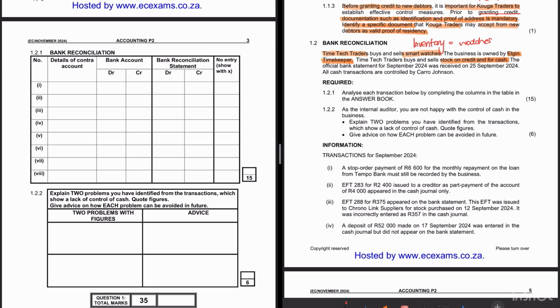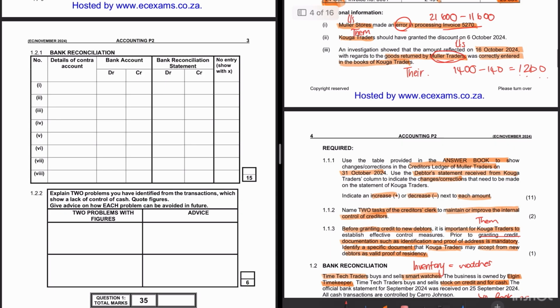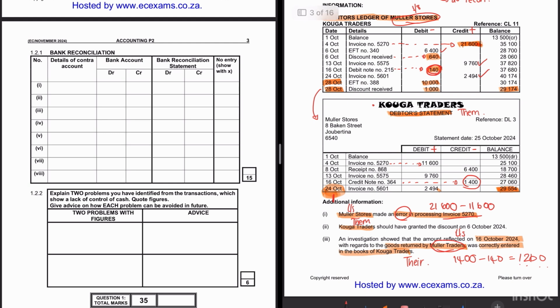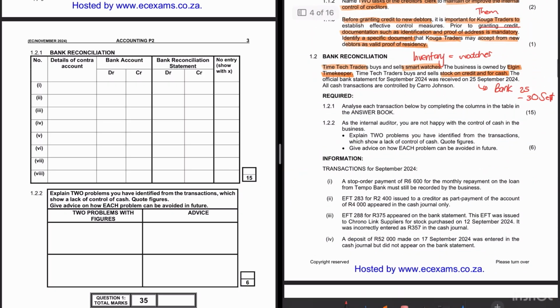Okay. And for cash. So they buy on credit and they buy on cash. Okay, the official bank statement for September 2024 was received. Okay, so this basically means bank statement doesn't have amounts from 25th of September all the way until the 30th of September. So it's things we need to add. Like in our statement omitted things from 24th of October all the way until the 28th of October. So you just need to add those items. Okay, all transactions are controlled by Carrier Johnson.